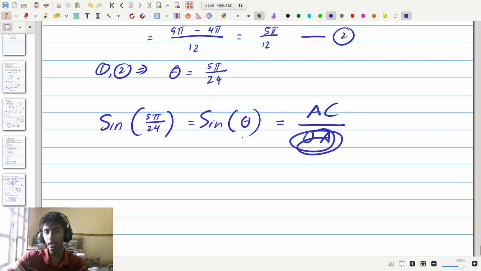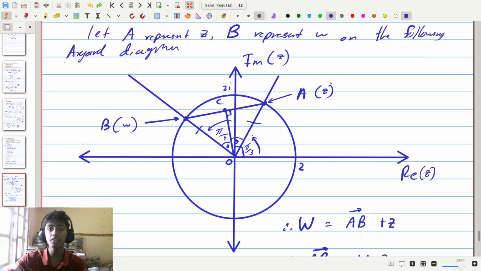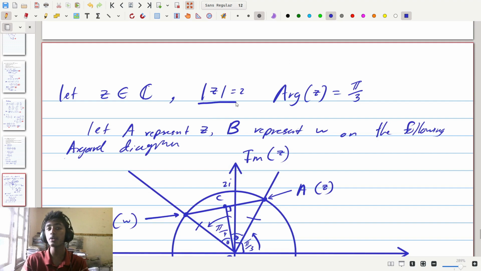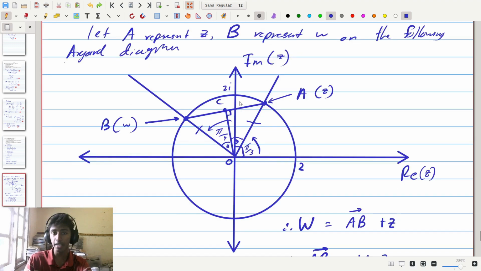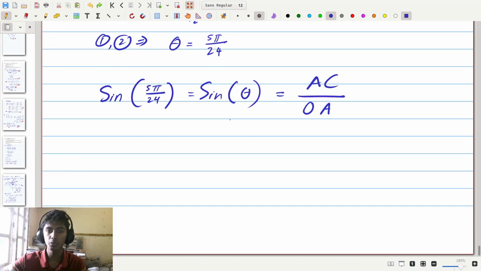Now we know OA already. We know OA is equal to 2, since OA is equal to the modulus of Z, which as we found earlier is equal to 2. What we don't know is AC. But since C is the midpoint of AB, we know that this length is equal to this length. So double that length is equal to AB, meaning that AC is equal to AB over 2. So we can say this is equal to AB over 2 over OA, or AB over 2 OA.